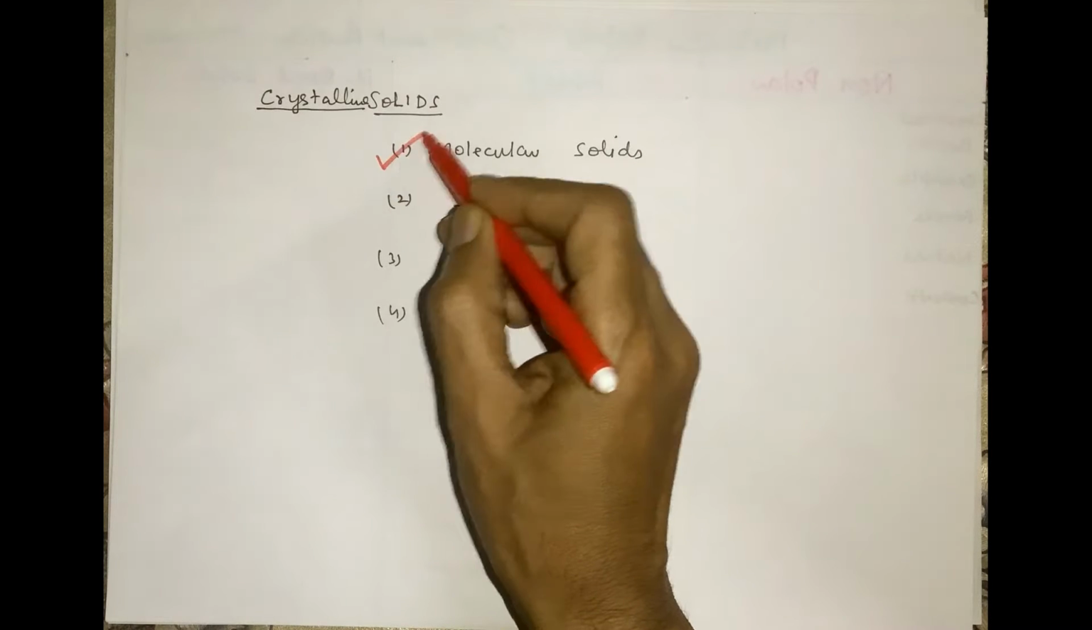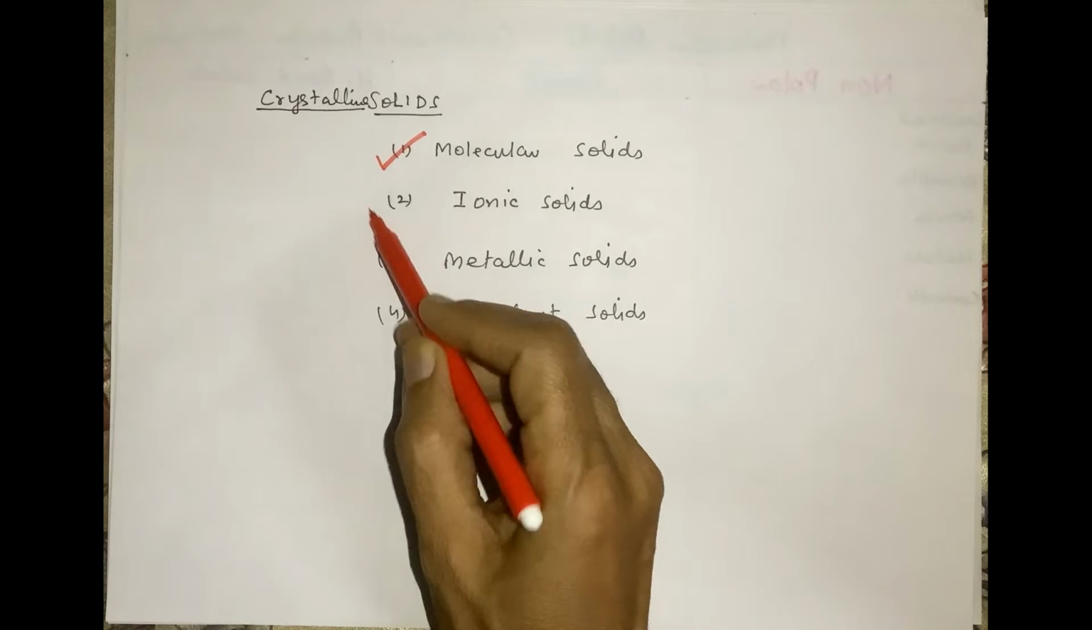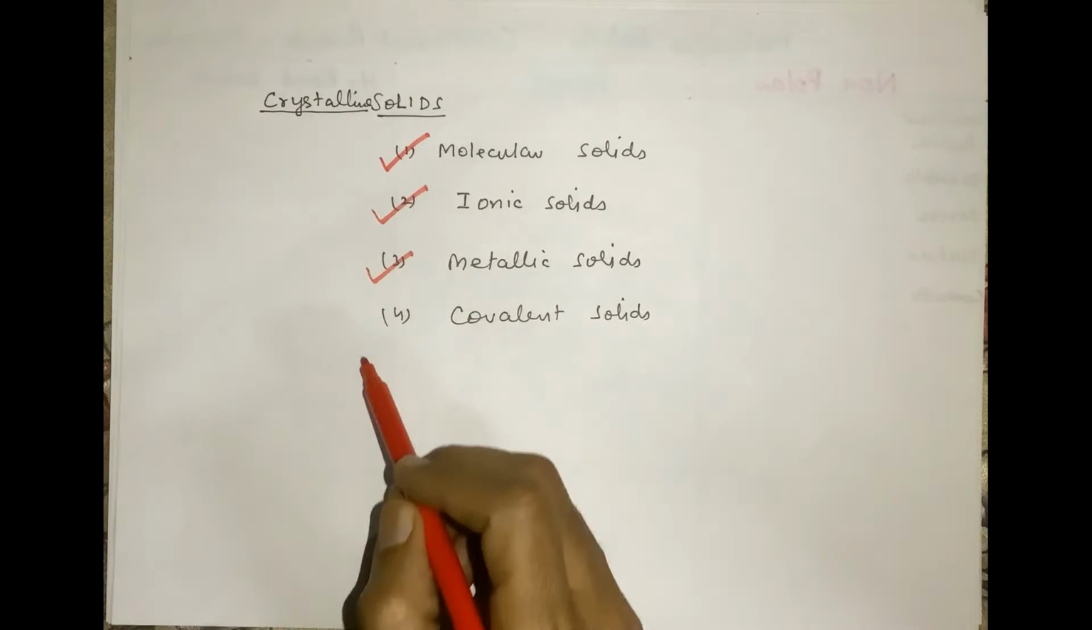What are the classification of crystalline solids? What are the types of crystalline solids? The types of crystalline solids: number one is molecular solid, second is ionic solids, third is metallic solids, and fourth is covalent solids. We shall study these types of solids one by one in detail.